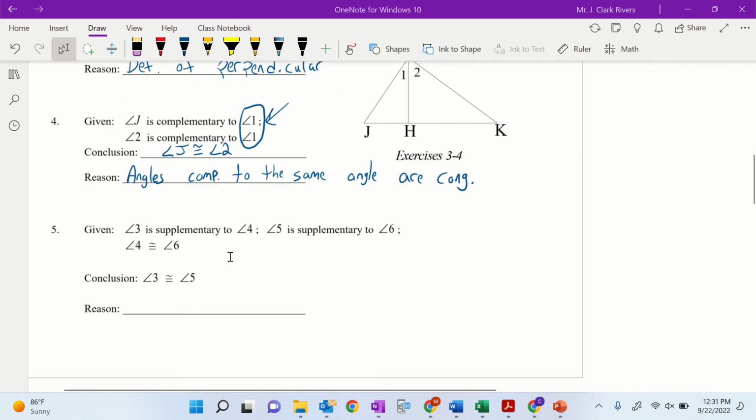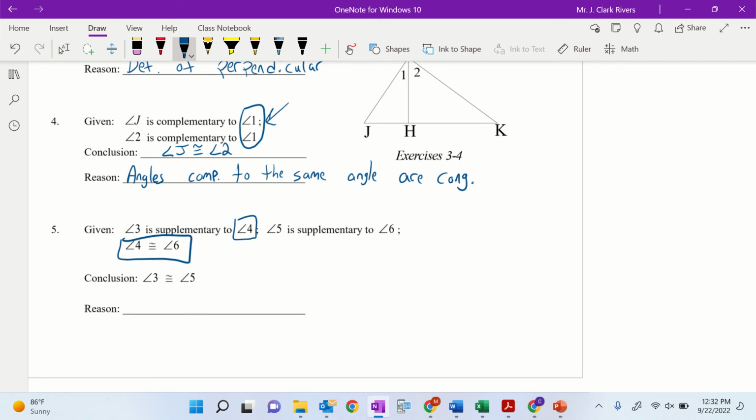All right, so on number 5, we don't even have a figure for this, and that's okay. Angle 3 is supplementary to angle 4. Angle 5 is supplementary to angle 6, and we know that 4 is congruent to 6. Well, 3 is supplementary to 4, and 5 is supplementary to 6. Therefore, angle 3, which is right here, has to be congruent to angle 5, which is right there.